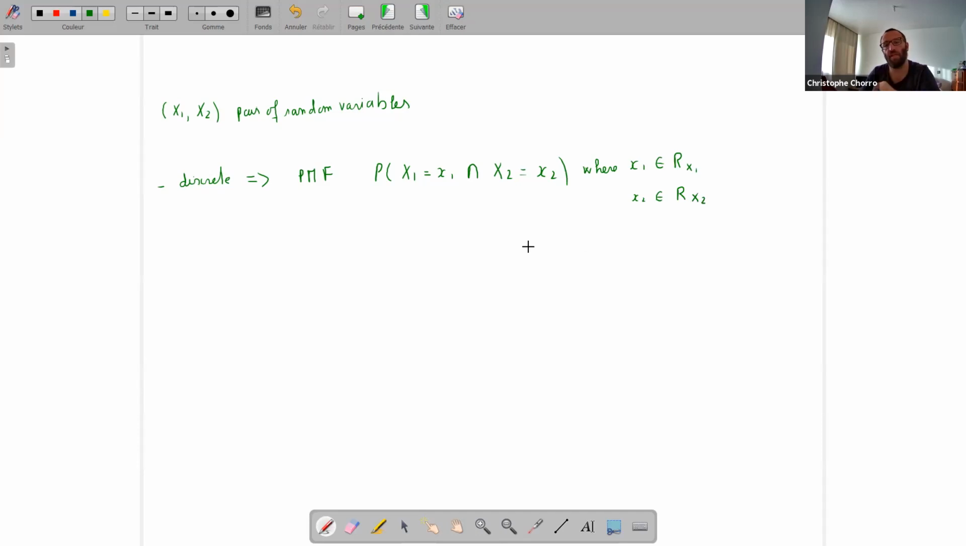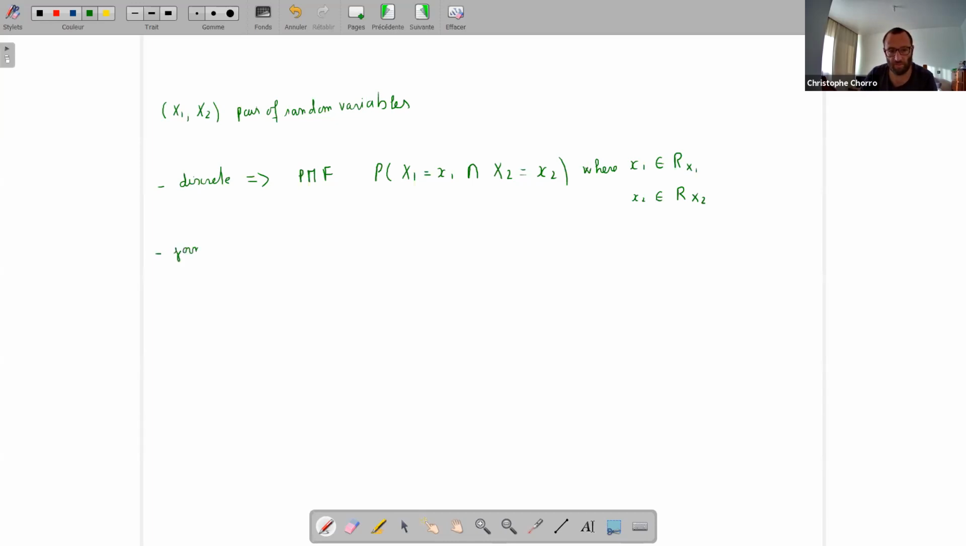Okay, so in the discrete case, working with 2 is more or less the same as working with 1, okay? And I just adapt a little the definition of the probability mass function. Probability mass function that I can compute in general different ways. If they are independent, the probability of the intersection is equal to the product of the probabilities. If they are not, we can use the notion of conditional probability as we have seen in the previous chapter.